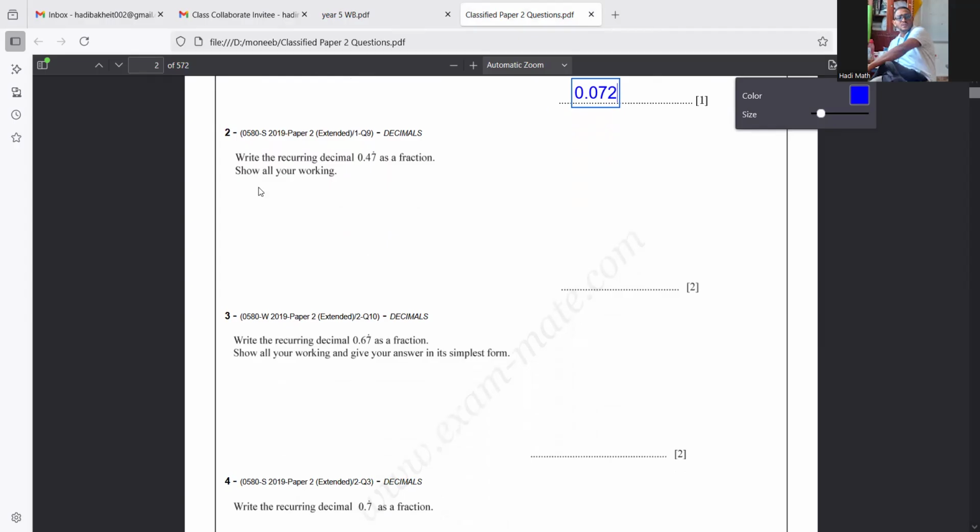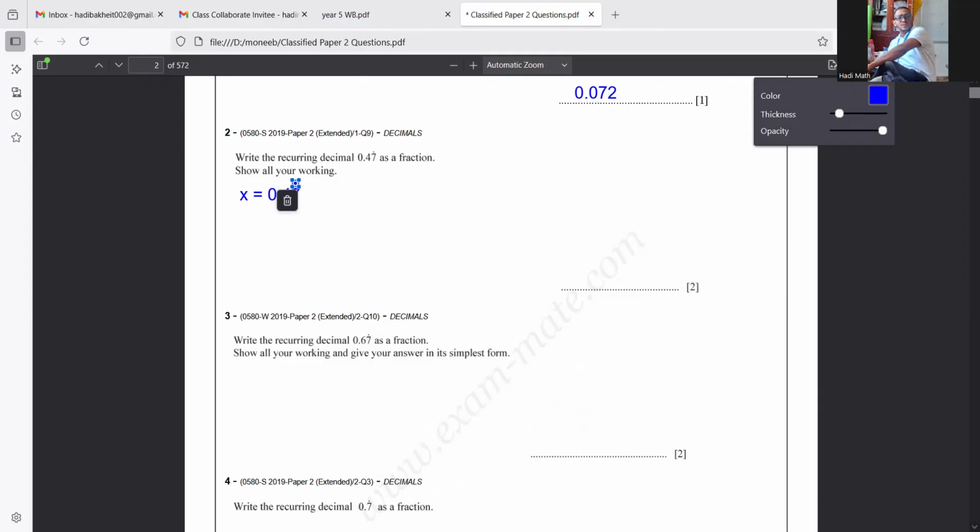Question number 2, write the recurring decimal 0.47, where only the 7 is recurring, as a fraction. Show all your work. To solve this type of question, you had better do it in steps. Step number 1, whatever is given to you, give it the value of x. You say x is equal to 0.47, and only the 7 is a recurring number.